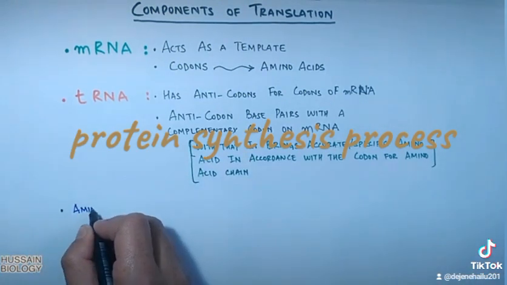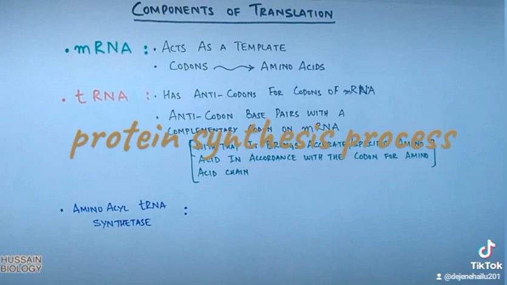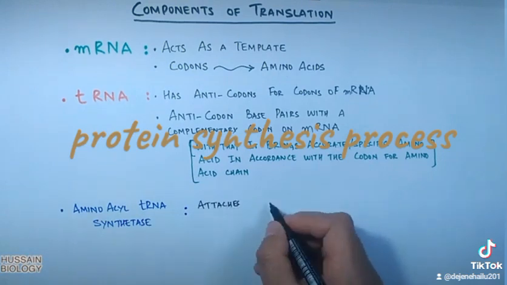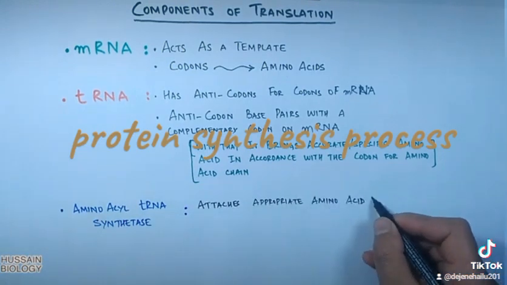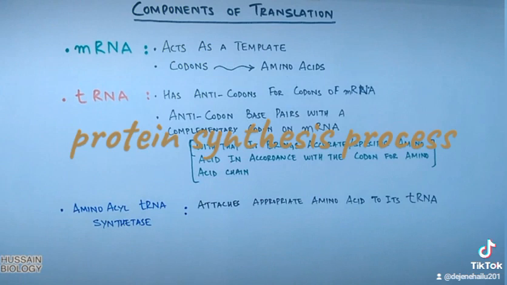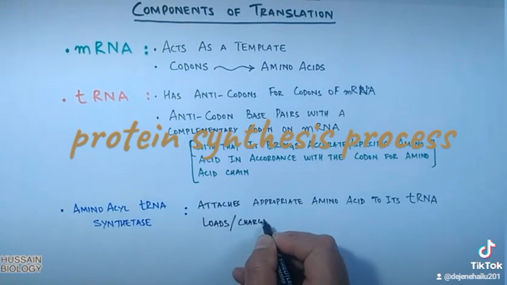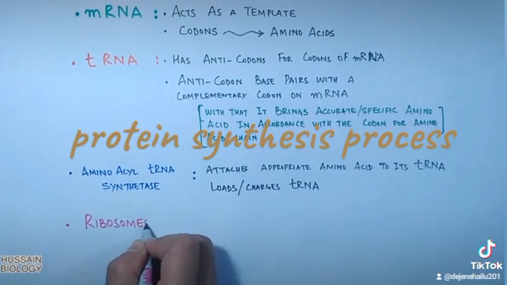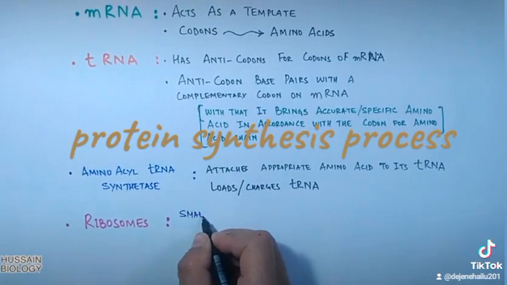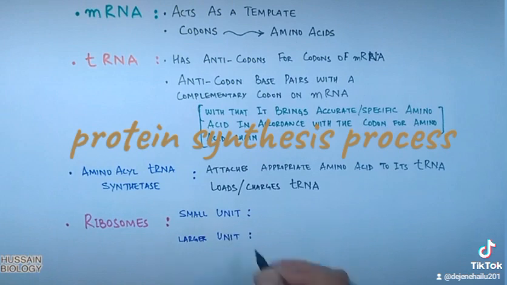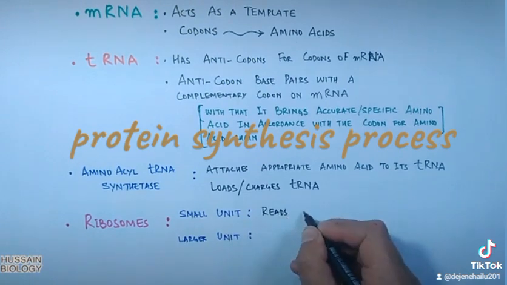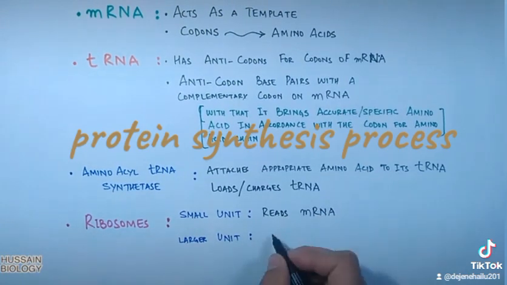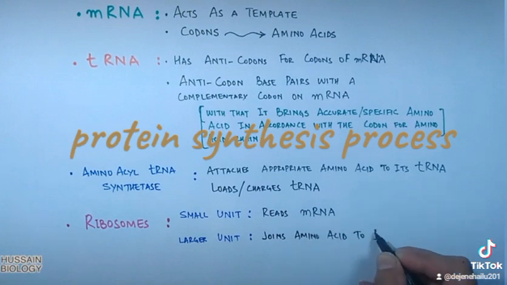Then we have amino-acyl tRNA synthetase. This enzyme attaches appropriate amino acid to its tRNA. So we can say it helps in loading or charging the tRNA. Then we have ribosome, where the translation process occurs. It has a small and a larger unit. The small unit of ribosome reads mRNA, while a larger unit joins amino acid to form the polypeptide chain.